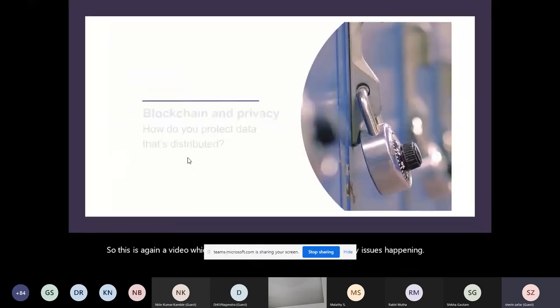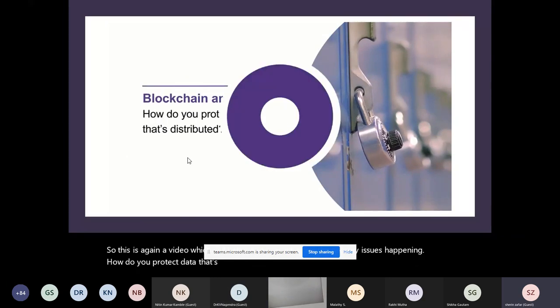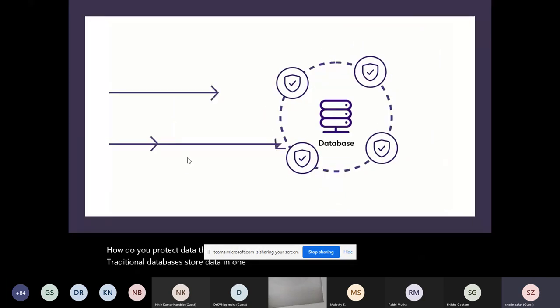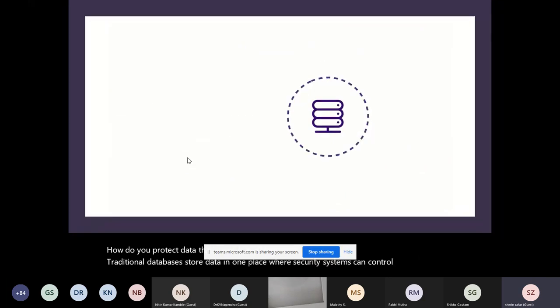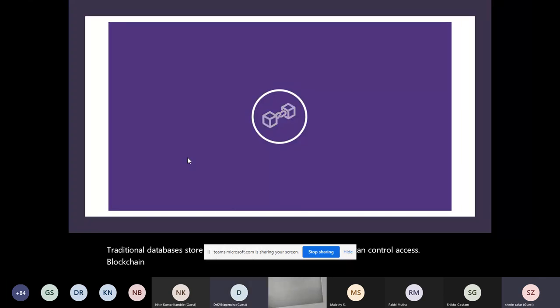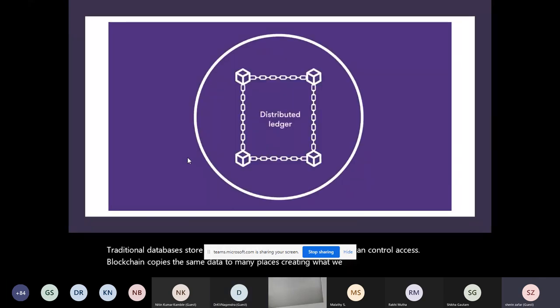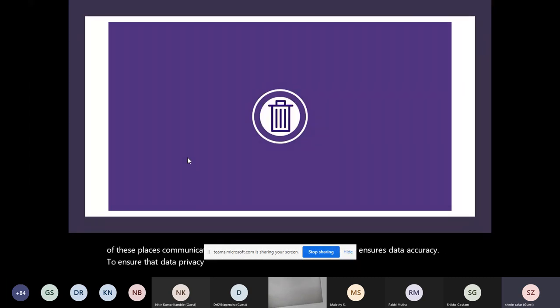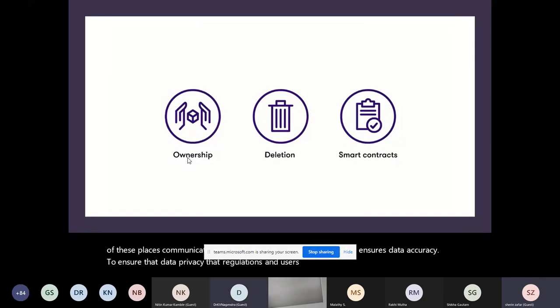How do you protect data that's distributed? Traditional databases store data in one place where security systems can control access. Blockchain copies the same data to many places, creating what we call a distributed ledger. All of these places communicate with each other to validate the data. That ensures data accuracy. To ensure the data privacy that regulations and users require, blockchain solutions need to take non-traditional approaches. Here are three security challenges that are unique to blockchain and how you can approach each one.